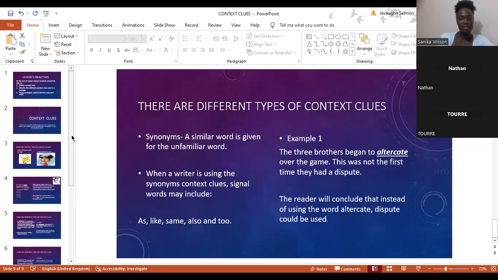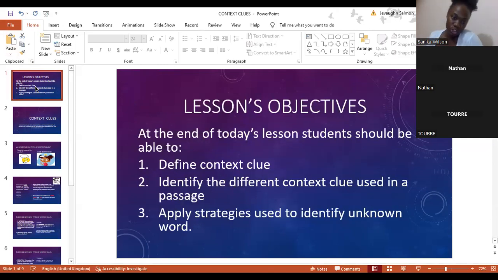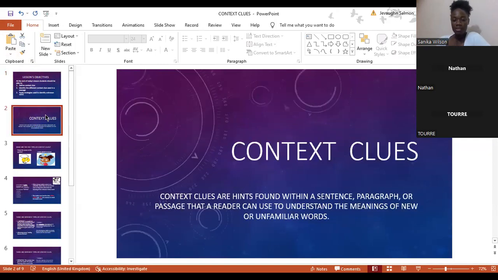that allow us to understand the meaning of unfamiliar words or the idea of a passage, a paragraph, and so on, right? So by the end of our class, we should be able to define what a context clue is, as well as state the different types of context clues and use them in the appropriate way, as strategies so it is easy to decipher the meaning of a word. So like we just said, context clues are hints found within a sentence, a paragraph, an essay, a passage that a reader can use to understand the meaning of new or unfamiliar words.